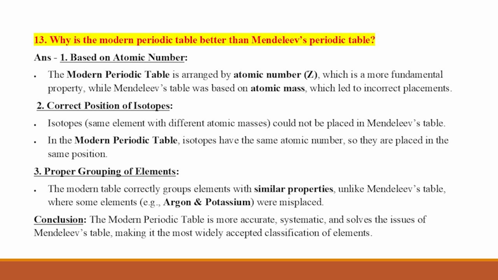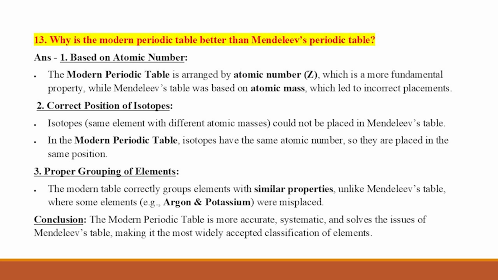2. Correct position of isotopes. Isotopes, same element with different atomic masses, could not be placed in Mendeleev's table. In the modern periodic table, isotopes have the same atomic number, so they are placed in the same position.